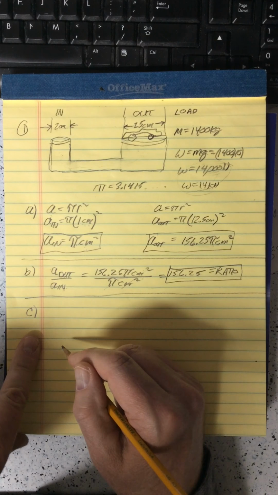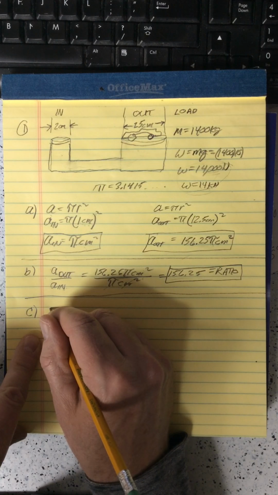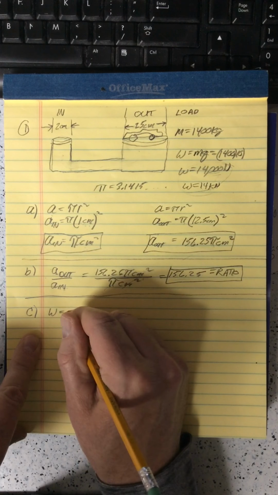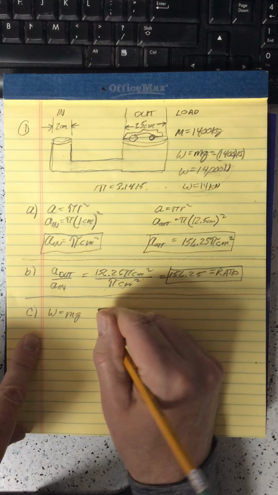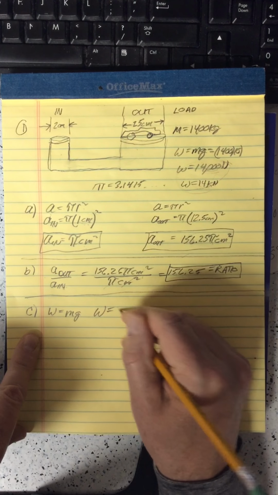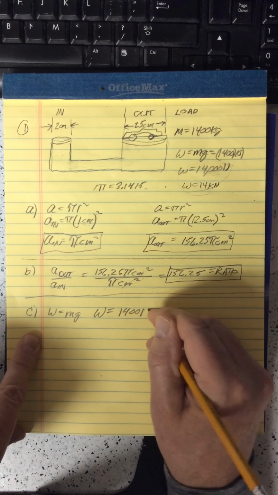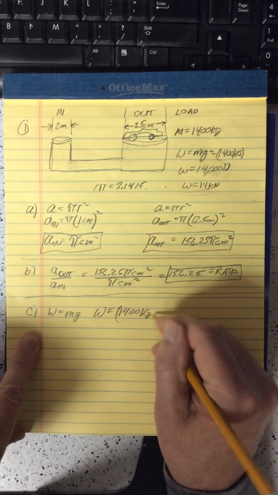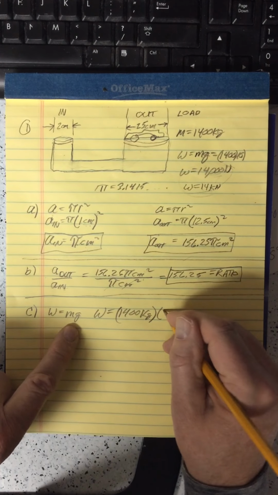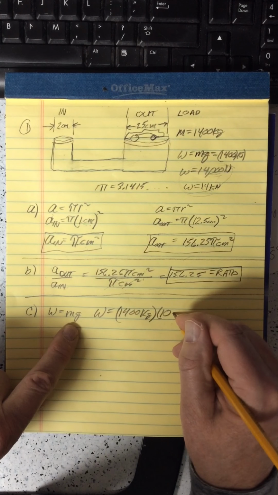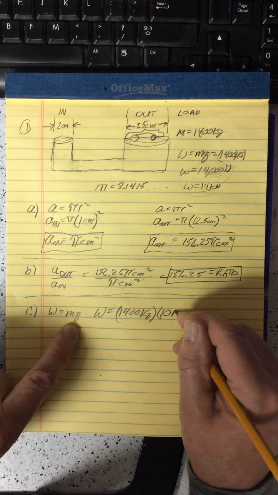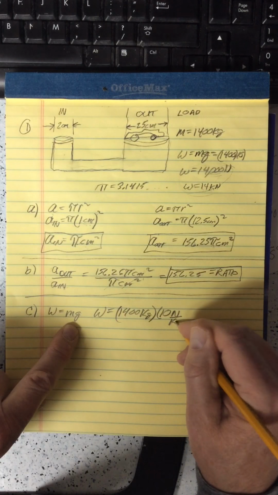What is the weight of the car in newtons? Well, we already did that. Weight is equal to mg. So weight is equal to the mass, which the author told us was 1,400 kilograms, times gravity. Gravity we know is 10, and we also know it's newtons per kilogram.